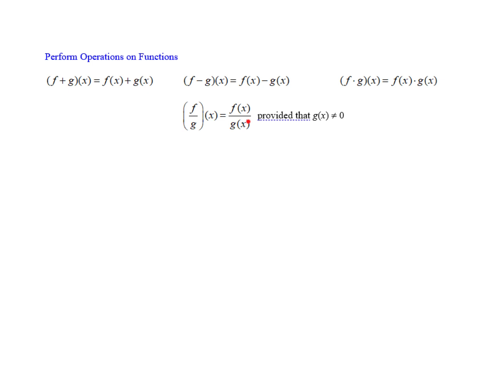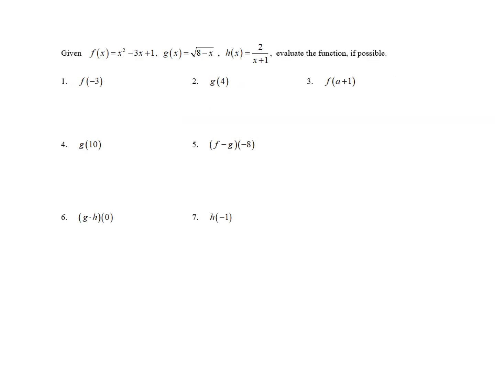Dividing many times is just writing one function divided by another function. The big thing is, and this is where that domain is going to come in really strong, that we create a restriction to the domain when we put a function in the denominator, because that function in the denominator cannot equal 0. So we could create a restriction that wasn't there in the original functions just by putting a function in the denominator.